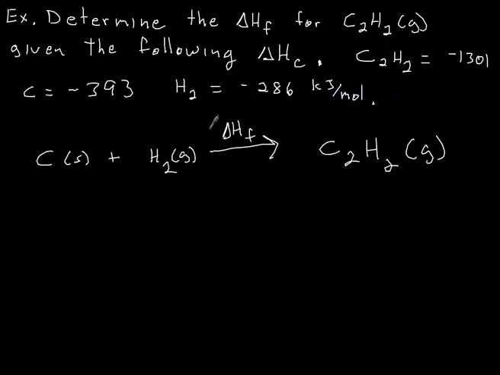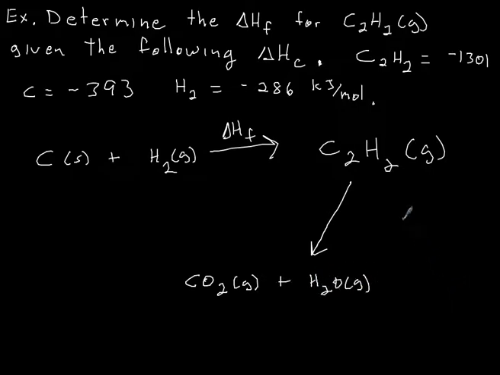And so here's how that works. We're going to form the combustion products of C2H2, which are going to be carbon dioxide and water, because when you burn a hydrocarbon, you get carbon dioxide and water if you have complete combustion, which we're going to assume here. Now, we have to balance this reaction. We didn't balance our initial reaction.